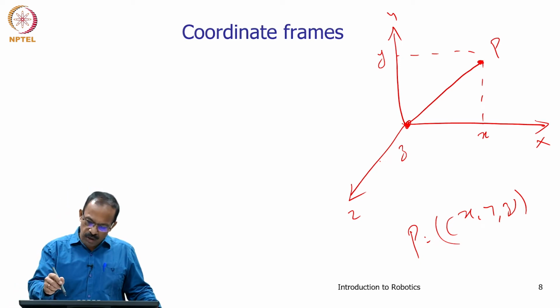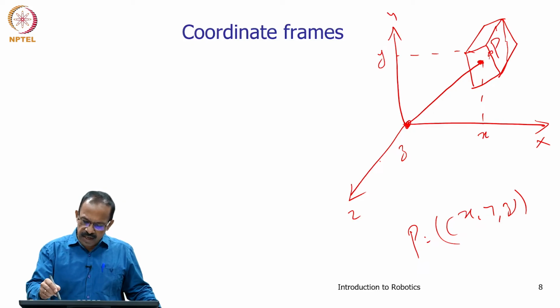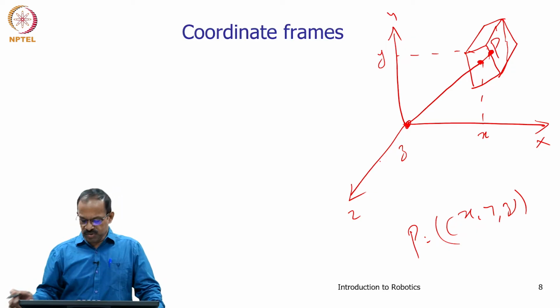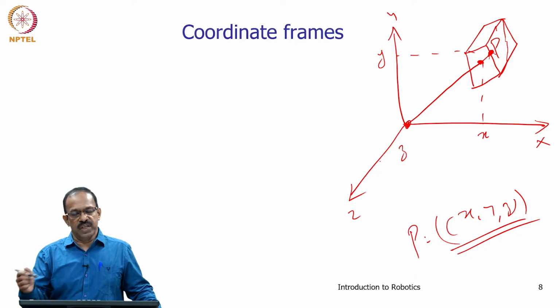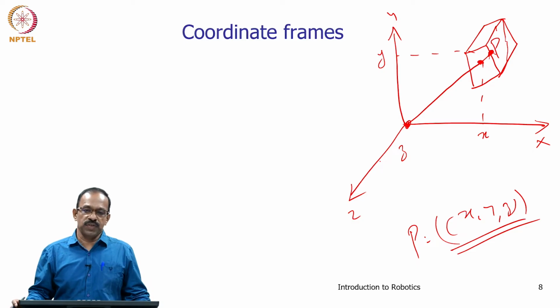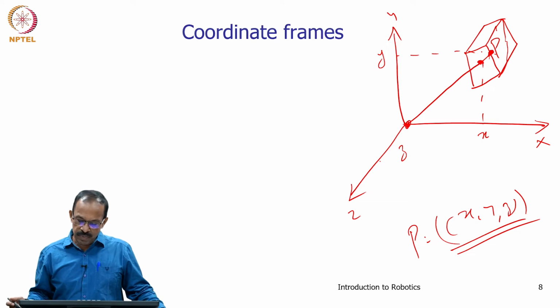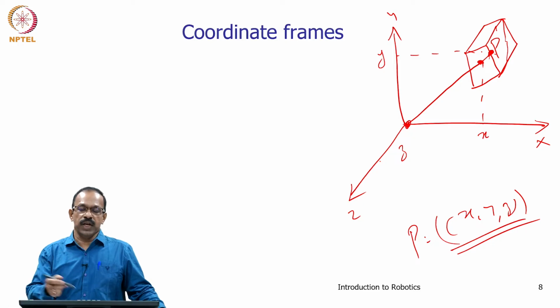Now, suppose this is a 3D object in space. Then the position of the center of this object can again be represented using coordinate points. So, you have these coordinates to represent the center of this object, but that is not sufficient in the case of a 3D object, because that gives you only the position of the object, but we need to know how this object is oriented with respect to a frame.